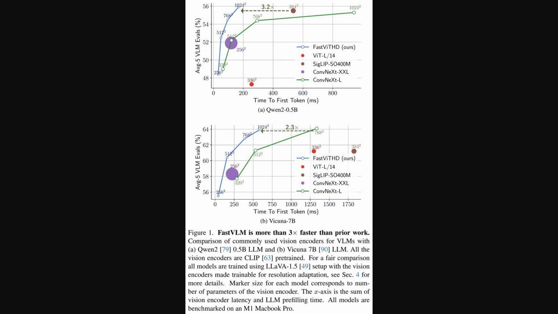Okay, so this first figure 1 really visualizes how FastVLM, specifically its FastViTHD vision encoder, stacks up against previous methods. We're looking at two graphs here, showing accuracy on the vertical axis against that time to first token we talked about on the horizontal axis, which is how quickly the model starts generating a response. Lower time is better, and higher accuracy is better. The blue line, representing FastViTHD, consistently sits in that sweet spot, high accuracy with a faster response time for both the Qwen2 and Vicuna 7B large language models shown.